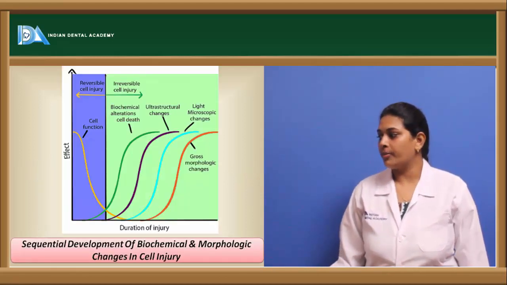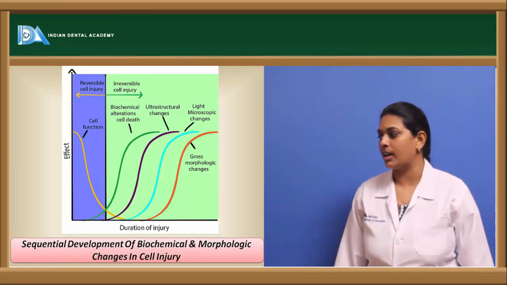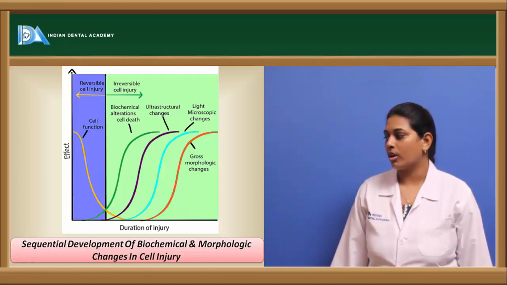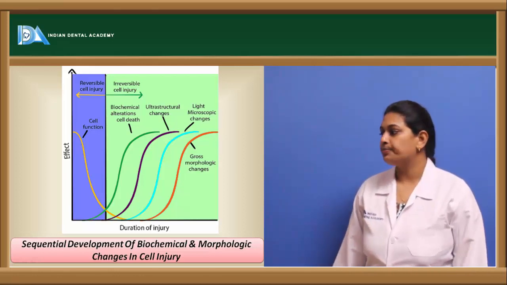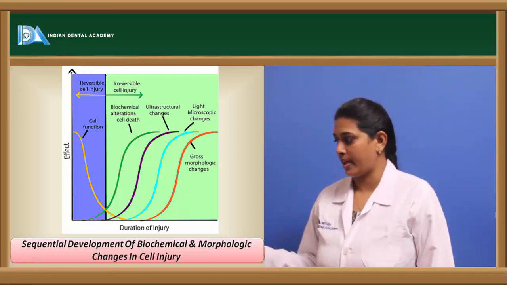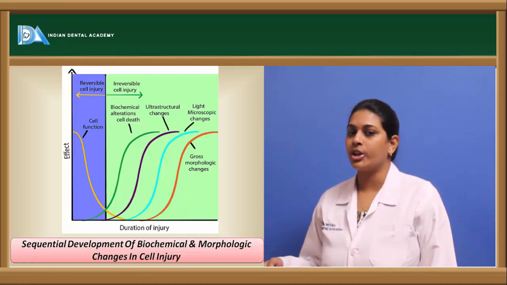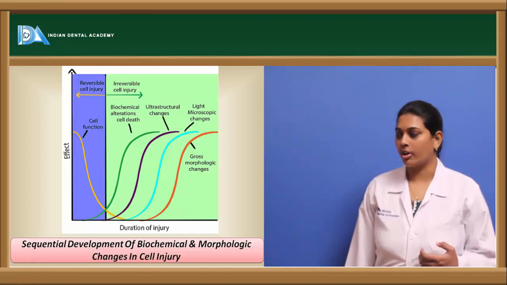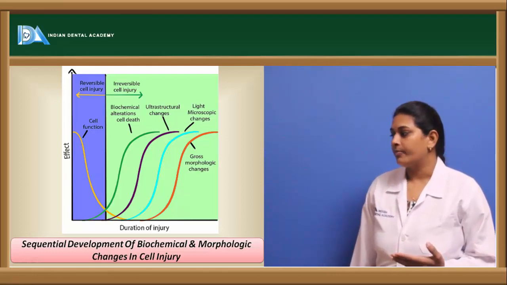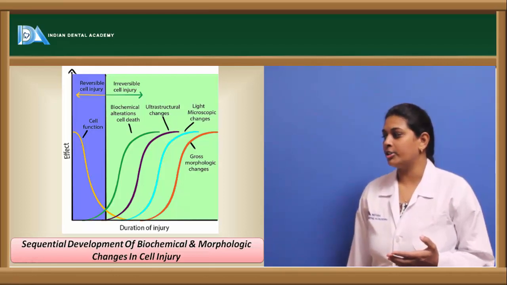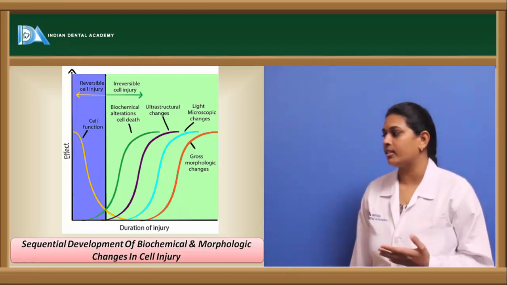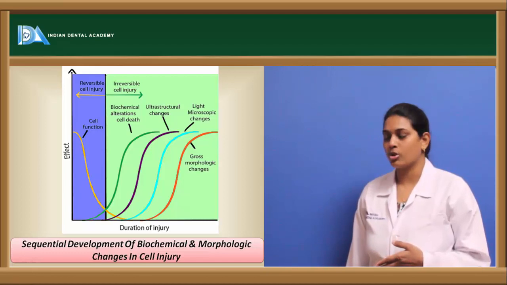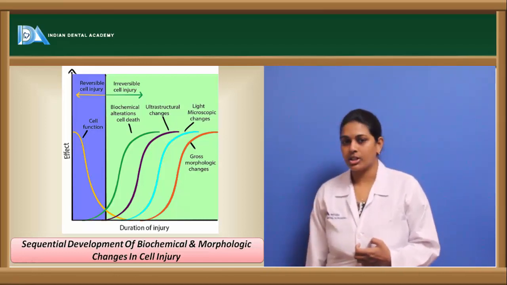So there is a picture showing the sequential development of the biochemical as well as the morphological changes in cell injury, that is the histochemical part or the ultrastructural part, or morphological or the biochemical changes. The left side of the axis shows the effect, that is, it could be a reversible cell injury or otherwise an irreversible cell injury, and the y-axis shows the duration of the injury, where it can be seen the time taken for the injury to show its biochemical alterations in the cell death to the time taken for the ultrastructural changes which appear under light microscopic changes, and gross morphological changes can also be seen.